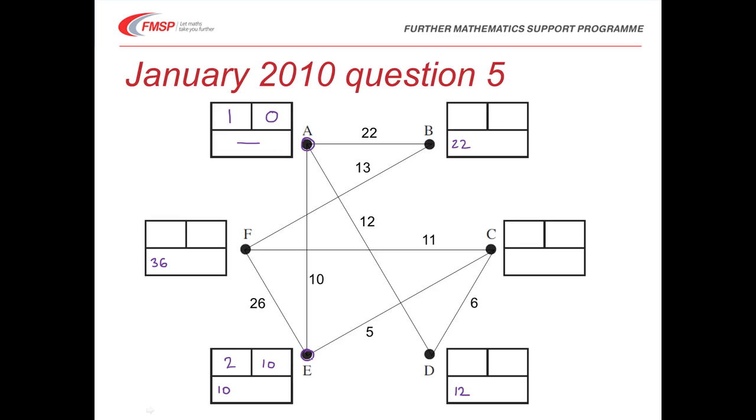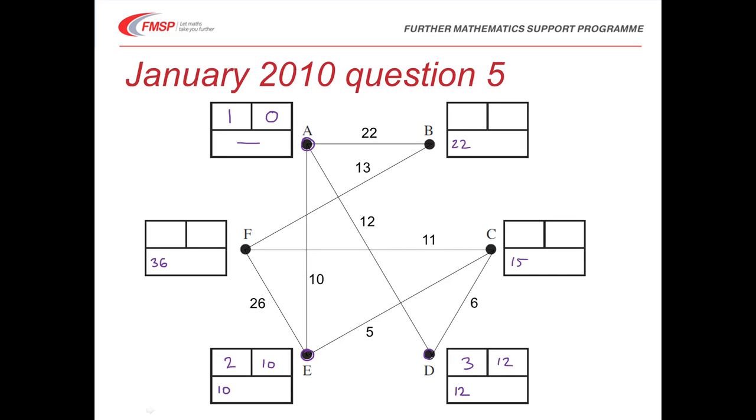We do have another one to do. 10 plus 5 is 15. Now once again look at all the working values and pick the smallest, which is the 12. The 12 at D becomes the permanent label, and it's box number 3.